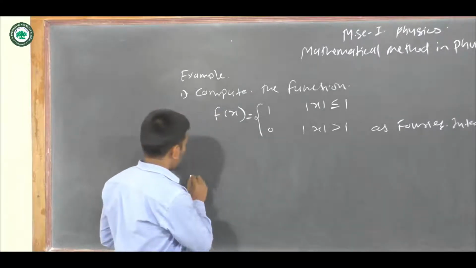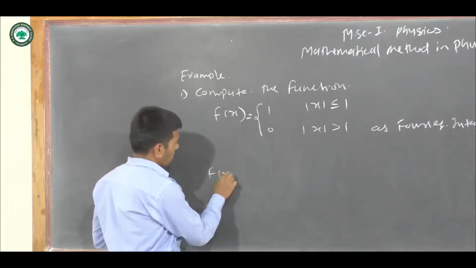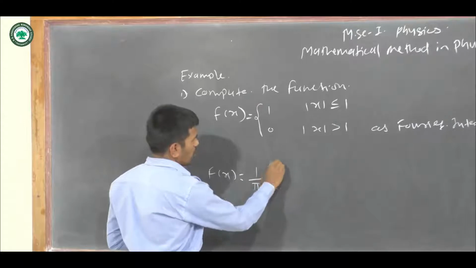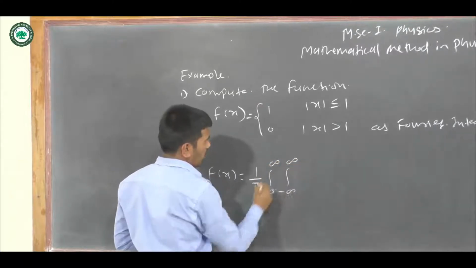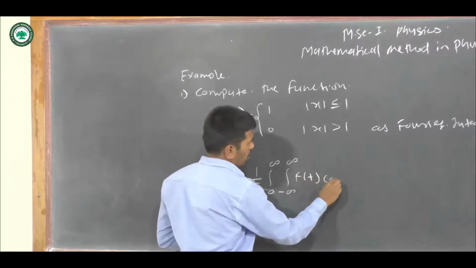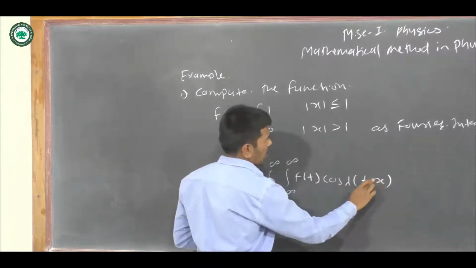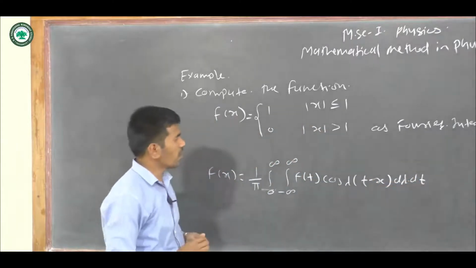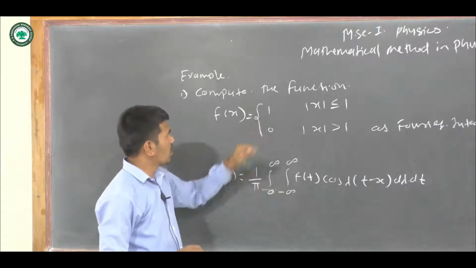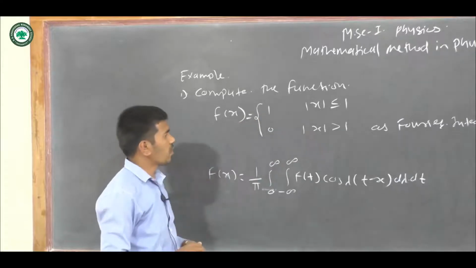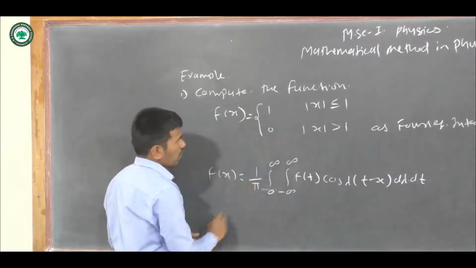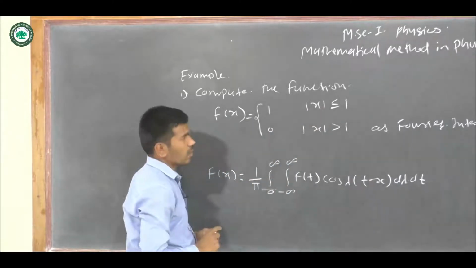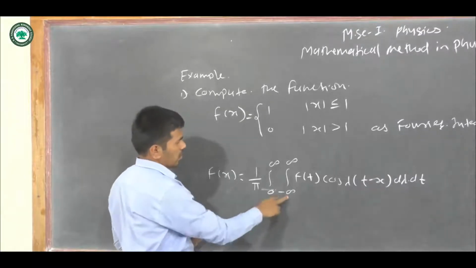So we know the Fourier integral formula, that is f of x is equal to 1 over pi, integration from 0 to infinity and again integration from minus to plus infinity of f of t cos lambda into t minus x, into d lambda into dt. So this is the Fourier integral formula. So this f of t is given, that is equal to 1 or 0 for the given intervals. So if I put f of t is equal to 1 for the first case, that is mod t less than or equal to 1, so we can write that is minus 1 to plus 1, okay, for this limit.